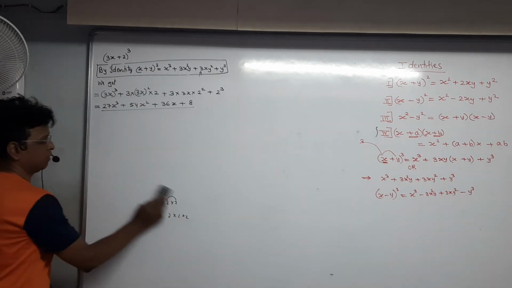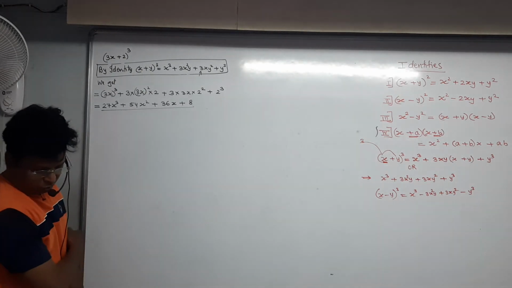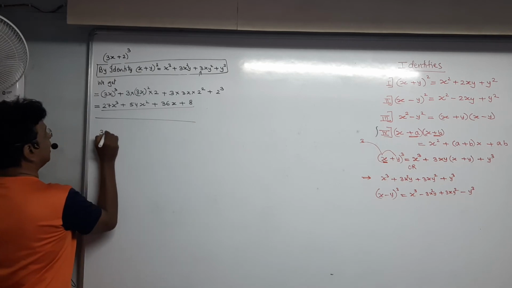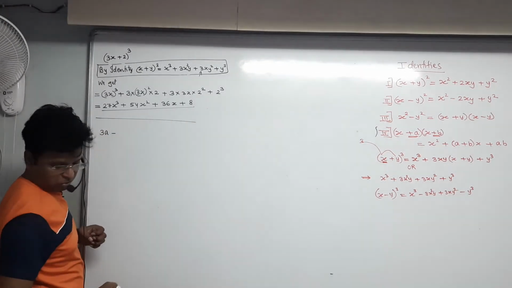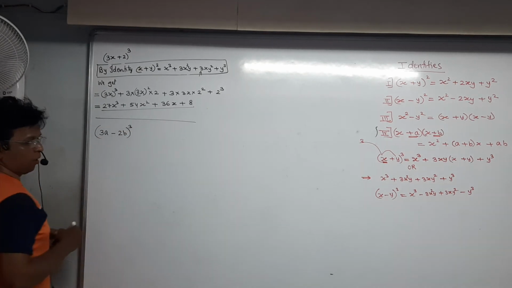Understood? Now I am giving you one question. See how many of you can solve this. What will we get over here? 3a minus 2b the whole cube. Solve this. Pause.